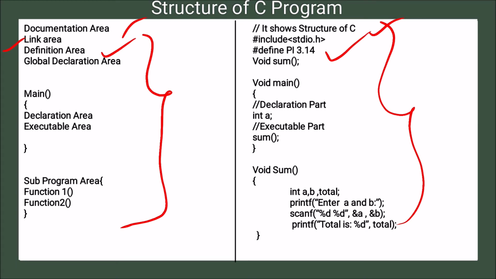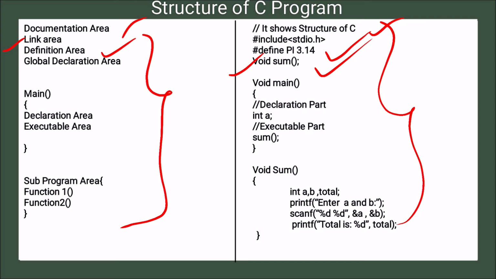The next is the global declaration area. In this section we declare one function which returns nothing. That's why its data type is void: void sum. So sum is nothing but a type of function. This is the upper portion of the C program, in which there is a description of the program, header files, global declaration of variables which never change during execution, and then some functions are declared.